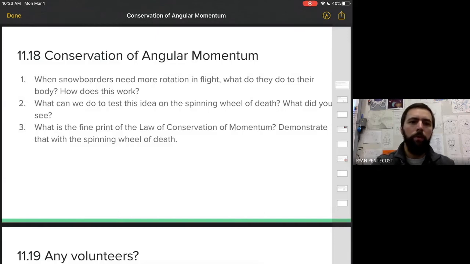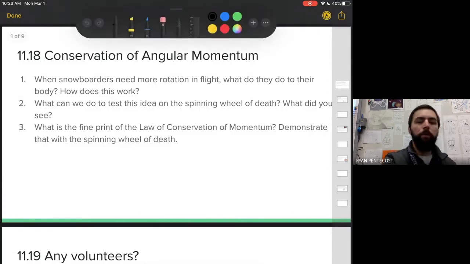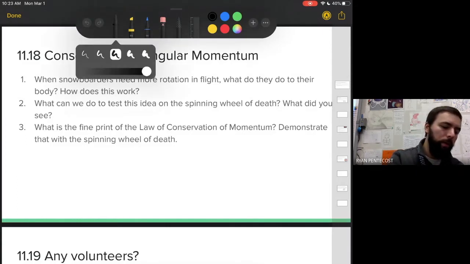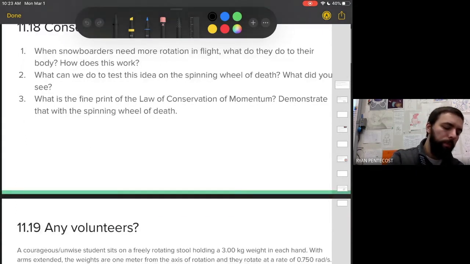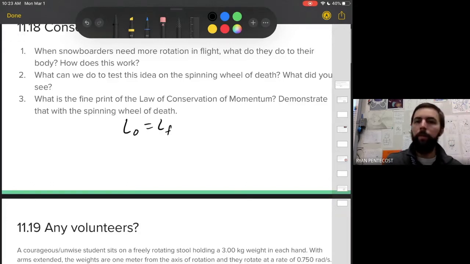First, we can see that they do this by tucking their body into a ball, right? And the tighter the ball, the faster they're going to go. We can see that mathematically using conservation of angular momentum. Okay? If momentum is conserved, right, that means that the initial momentum is going to equal the final momentum.